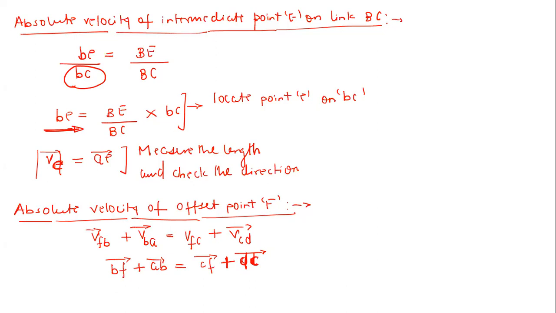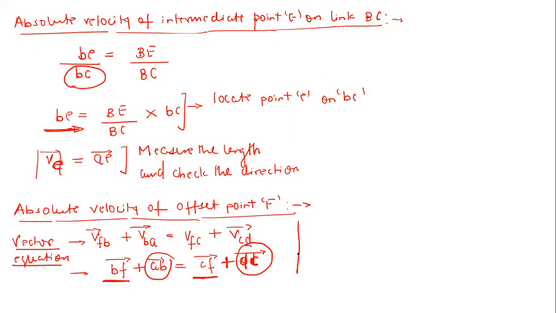Now in this vector equation, which vectors are known to us? Just tell me quickly. AB and CD. AB and DC are known to us, right? This AB is known to us and this DC vector is known to us. Now which two quantities are not known to us? This is BF and CF, right?